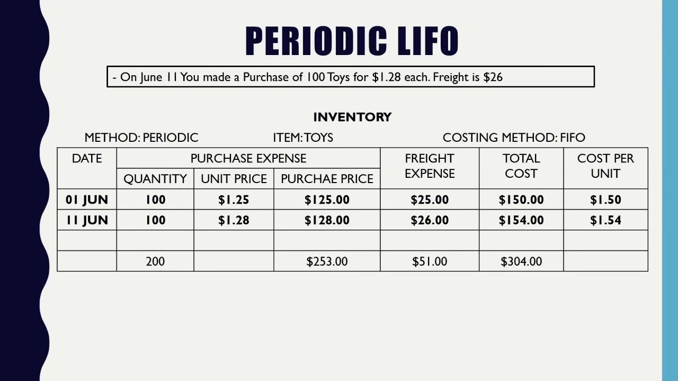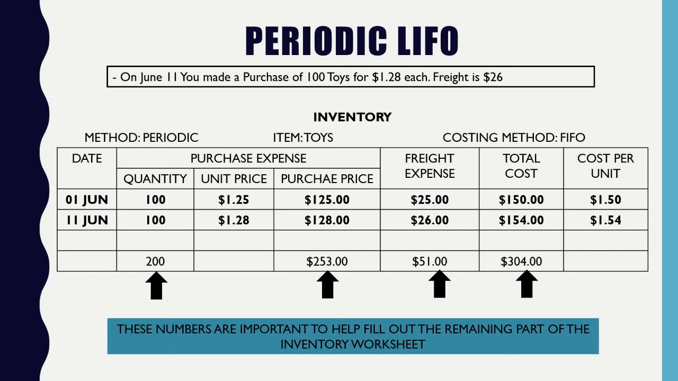Now again, we need to solve for the totals amounts before we can move on to the second portion of our worksheet. So in total, we had 200 units. In total, for those 200 units, it cost us $253. We added the $51 of freight, and now we get a total of $304. All right, these four things are going to be very useful.